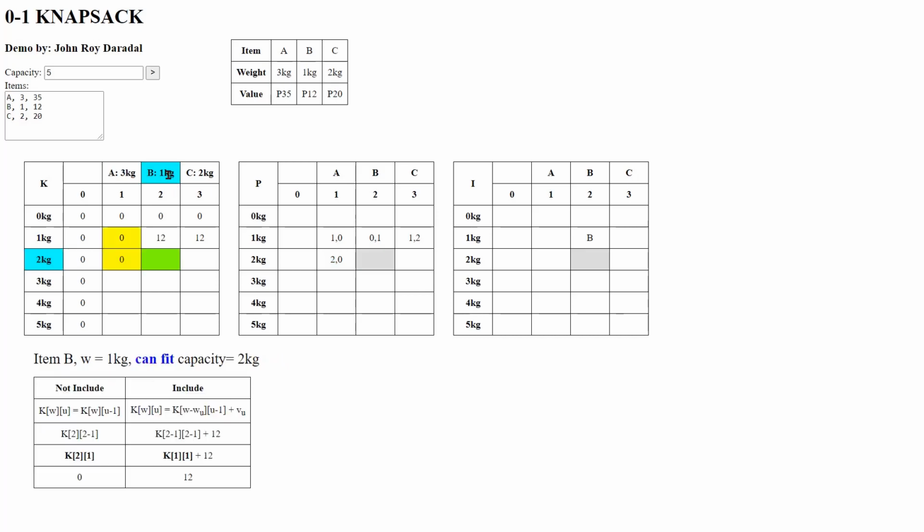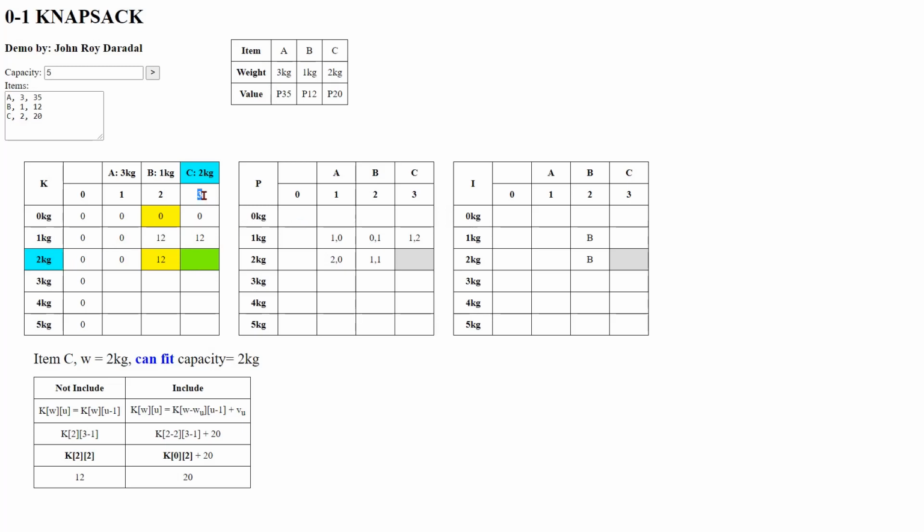Here item B, weight 1, can fit 2 kilograms, so you again decide whether to include it or not. So just follow the computations here. So 2, 1, that's the left, it's 0. And then K of 1, 1 plus 12, so that's 0 plus 12, which is also 12. So we'll choose that one, because that is the maximum, right? And then the previous cell is 1, 1 here, and then you have the item B.